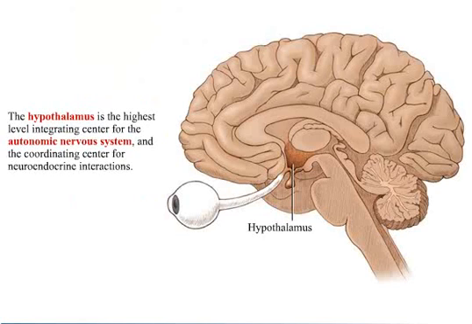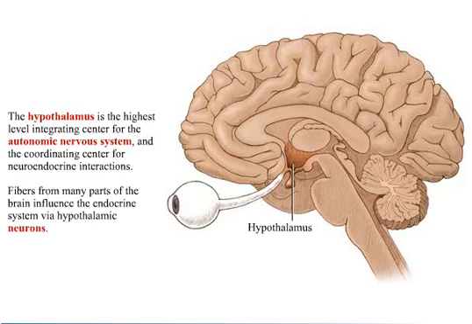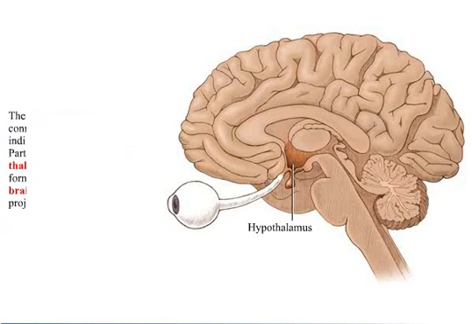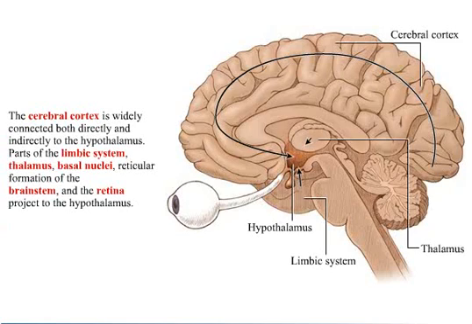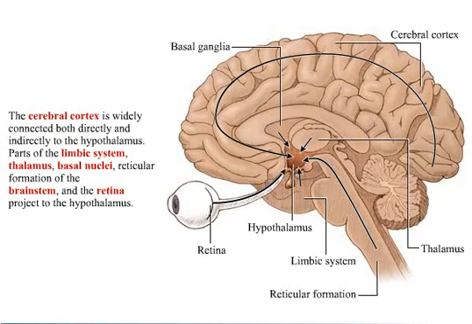The hypothalamus is the highest level integrating center for the autonomic nervous system and the coordinating center for neuroendocrine interactions. Fibers from many parts of the brain influence the endocrine system via hypothalamic neurons. The cerebral cortex is widely connected, both directly and indirectly, to the hypothalamus. Parts of the limbic system, thalamus, basal nuclei, reticular formation of the brainstem, and the retina project to the hypothalamus.